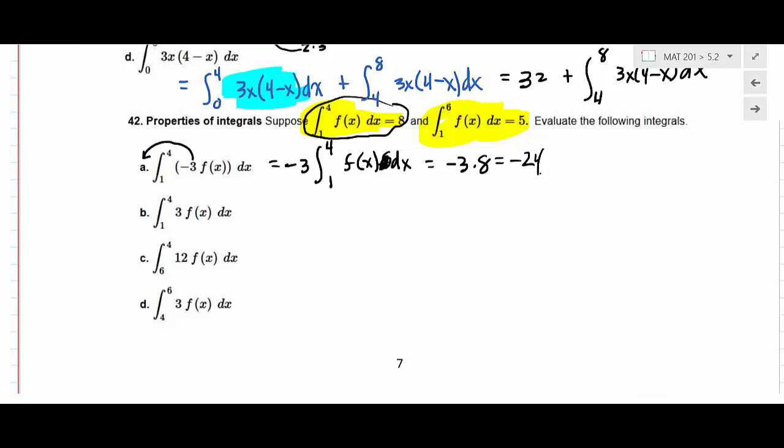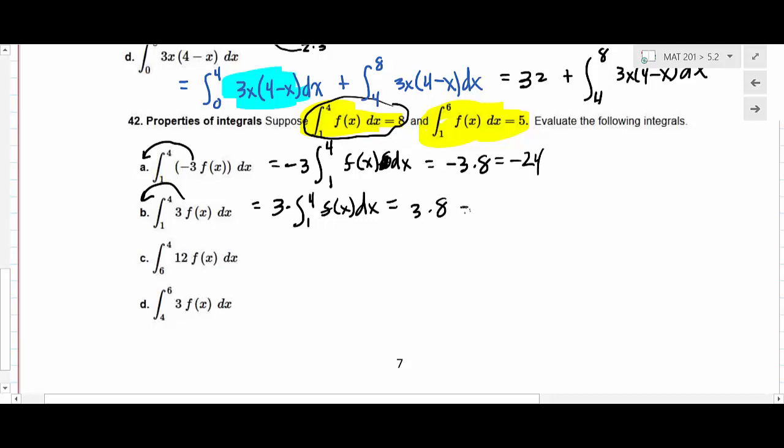And then for 40, the next one, same idea. You just bring that out. That would be 3 times the integral from 1 to 4 of f of x dx. We already know what the integral from 1 to 4 is. That's 8, so that's 3 times 8. So that's 24.